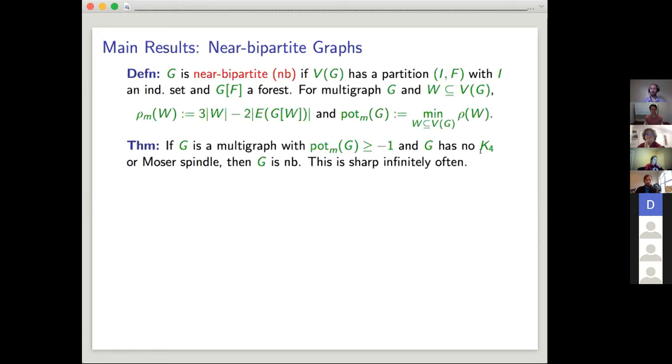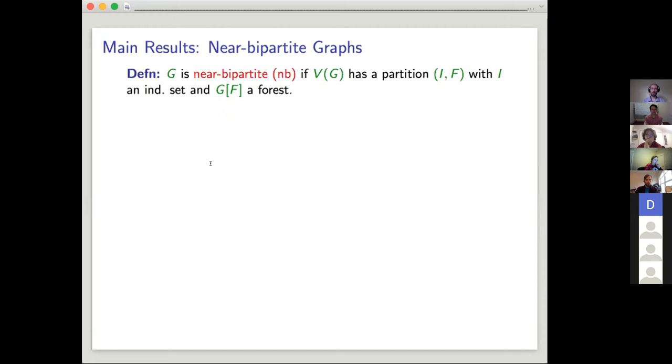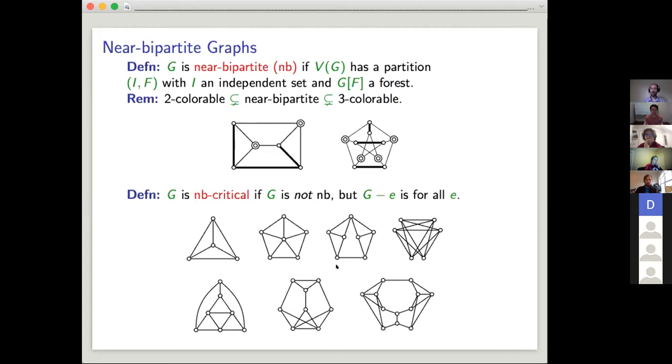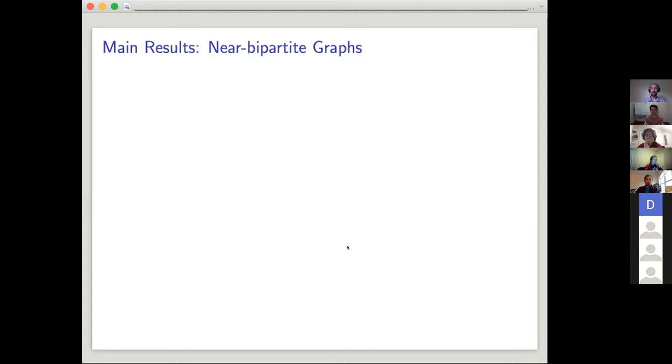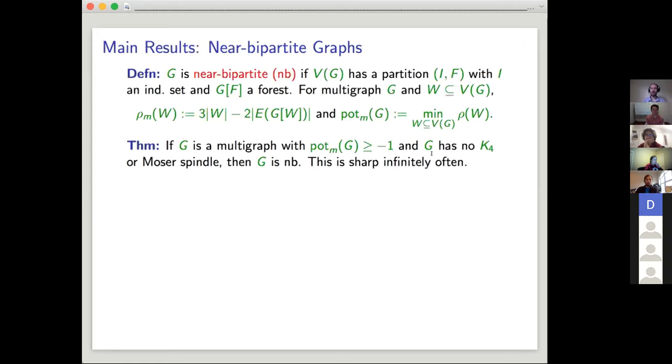A couple things: K4 and the Moser spindle. So let's go back. This is K4, and this is the Moser spindle. This is a graph that is 4-chromatic, so it can't possibly be near bipartite. And any graph that contains this as a subgraph can't be near bipartite, because it would have to come up with an IF partition for this thing, which is a problem because it's 4-chromatic. So if you rule out these two things as subgraphs, then you're going to get that the graph is near bipartite when this potential hypothesis is true.